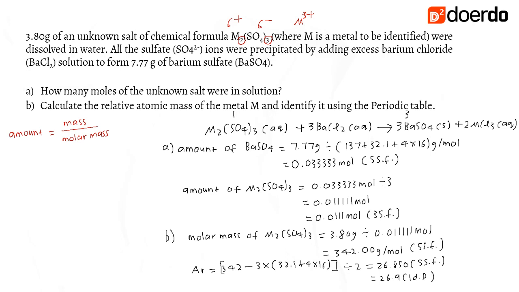And you realize, if you check the periodic table, that M is aluminium, because we can match the relative atomic mass of 26.9 to the relative atomic mass of aluminium, which is exactly 26.9. So that will be how you solve this particular question.